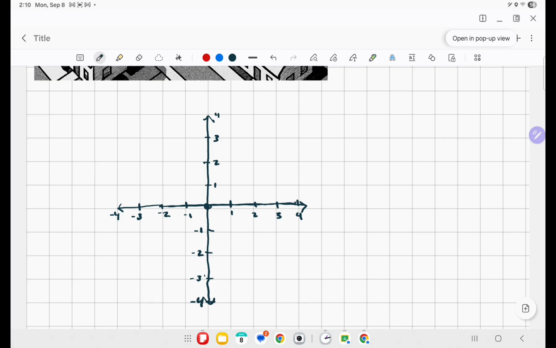Okay. When you have number lines and you have more than one superimposed upon the other, the vertical line superimposed on the horizontal line, you now have a rectangular coordinate system. If you've ever used GPS, you've used the rectangular coordinate system. All right.